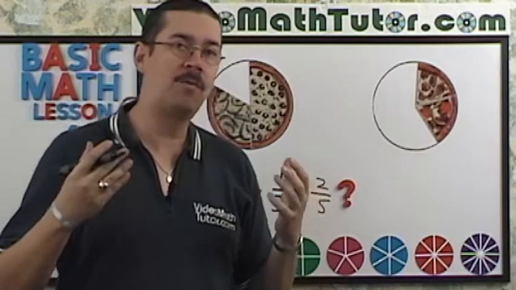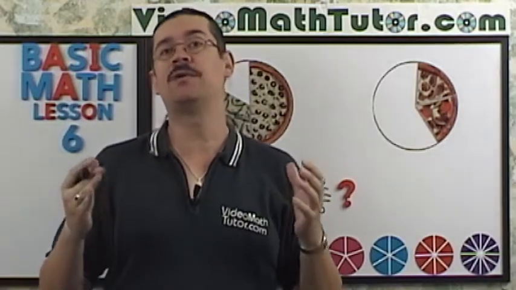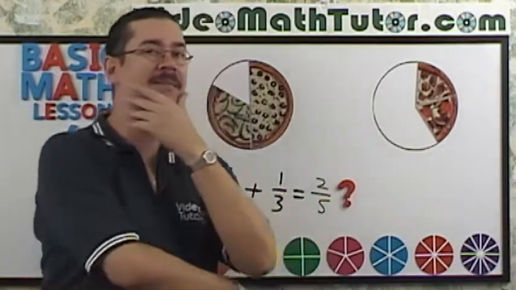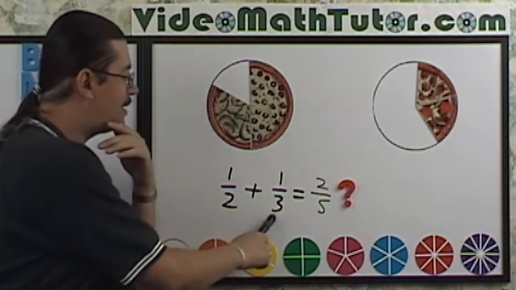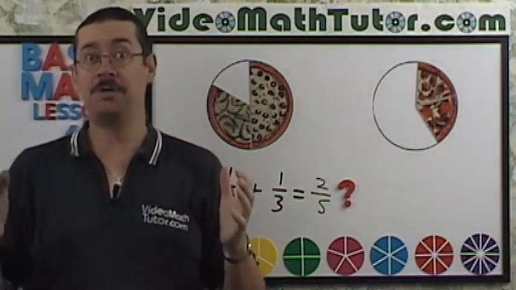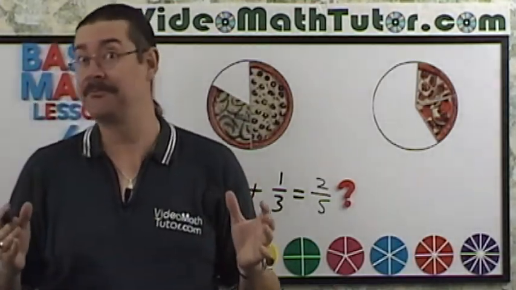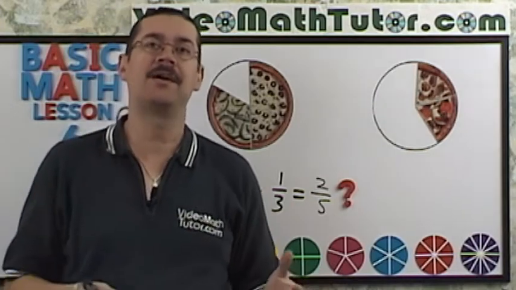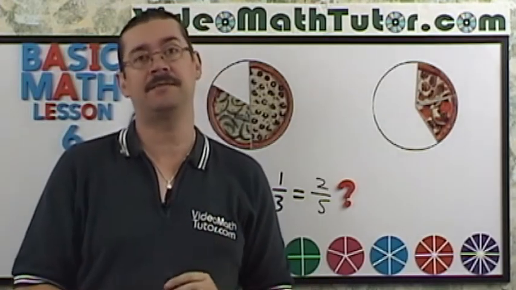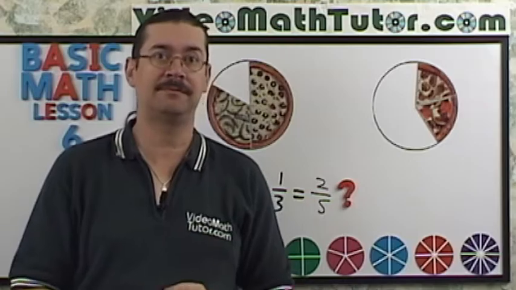Well, what was the deal beforehand? Well, the denominators were the same. So if we can somehow make these denominators equal, then we should be able to add them up. Oh, and how do we do that? Well, for that we need to get the LCD, the lowest common denominator. Let's do that next.